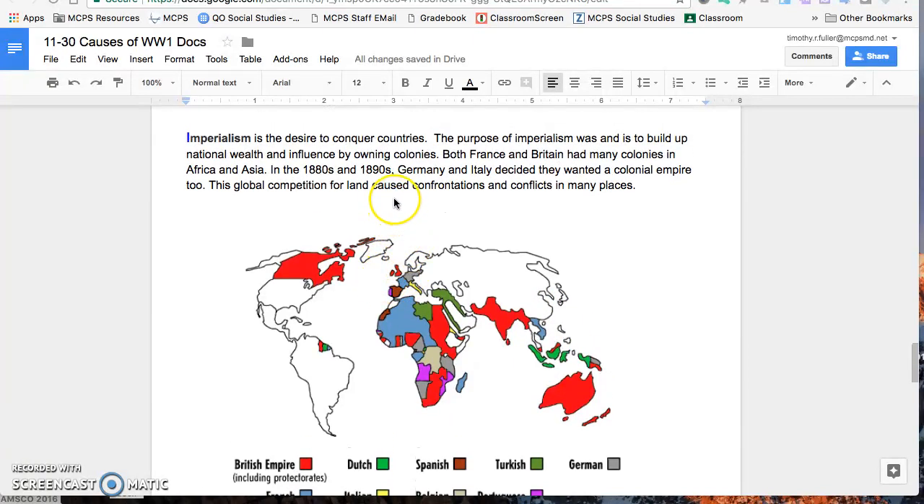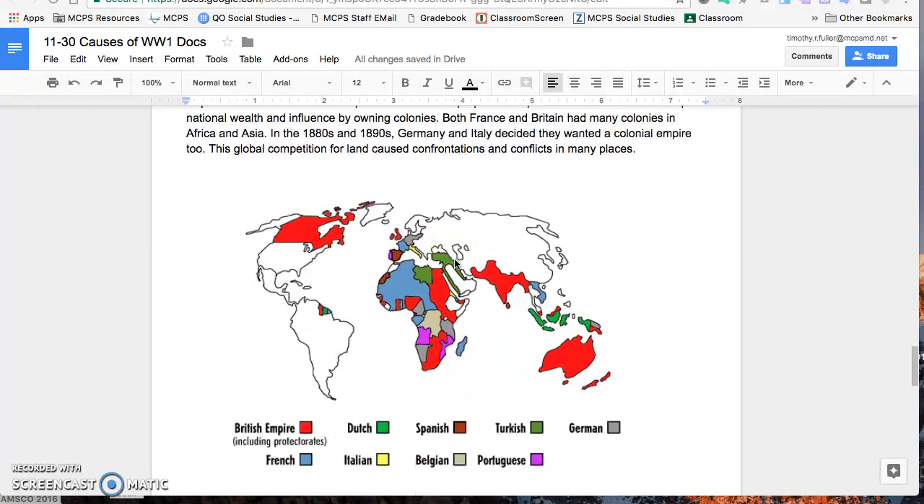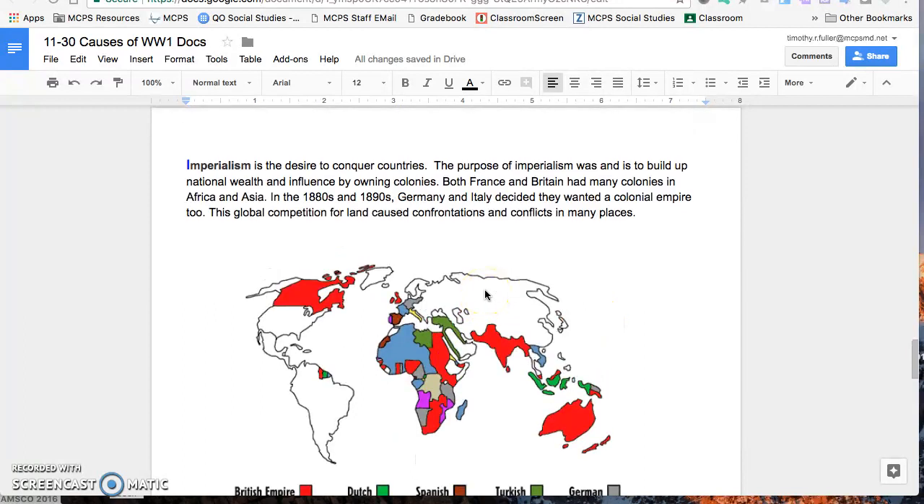So what happened is the other countries, remember, Britain and France are fighting together. Both France and Britain have many colonies in Africa and Asia, but Germany and Italy, they wanted to get into the colonial game. They decided they wanted an empire to make lots of wealth for their countries too. But not a lot of yellow spread around. Maybe some parts of Africa and a little bit of gray. So Germany was able to take some pieces of Africa and Southeast Asia. But imperialism led to a lot of competition for resources.